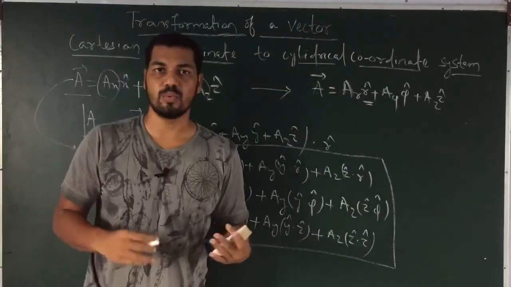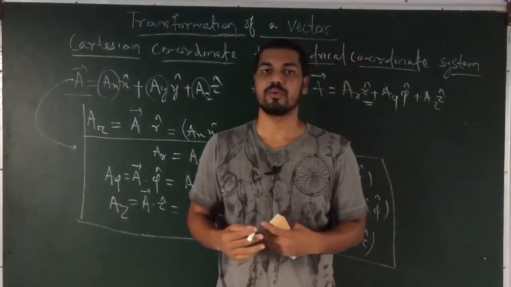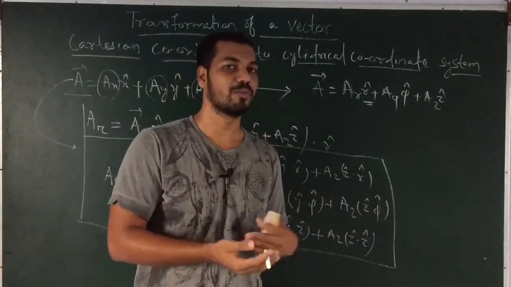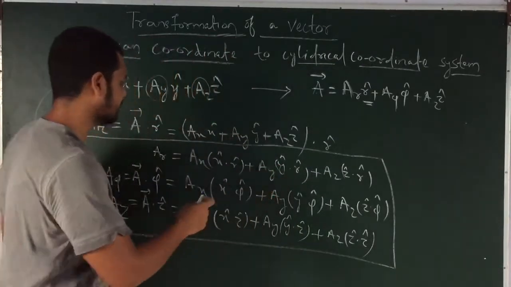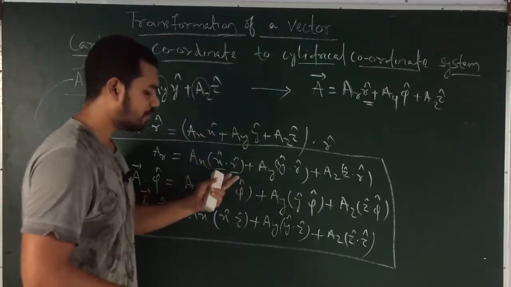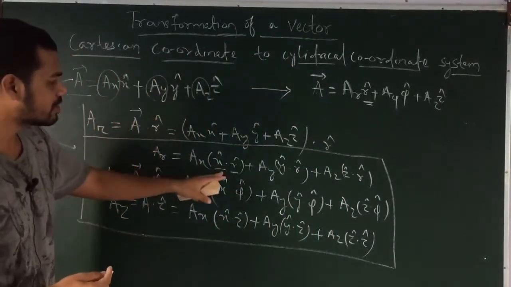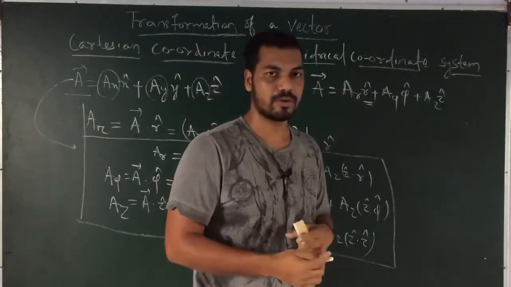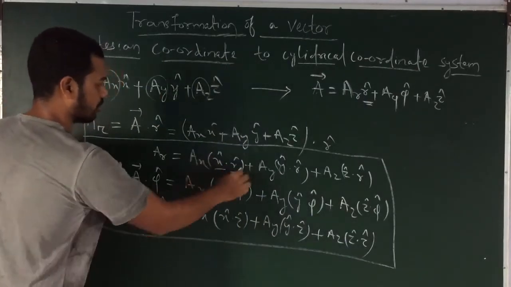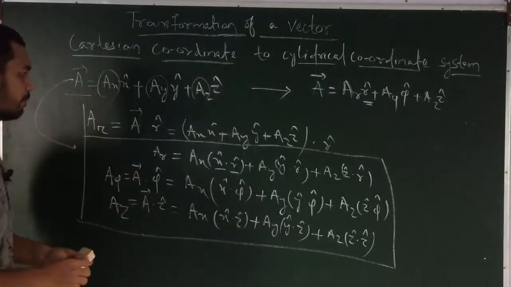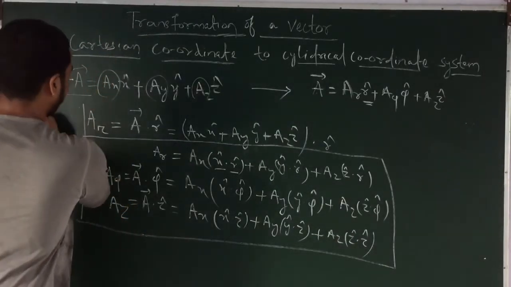Because if the unit vectors are in one coordinate system, we can easily find the dot product. Suppose in Cartesian coordinate system we have to find x cap dot x cap, we can write simply 1, or x cap dot y cap, we can write simply 0. Here x cap and r cap are of two different coordinate systems. x cap is of Cartesian coordinate system and r cap is of cylindrical coordinate system. That's why we have to calculate these terms.